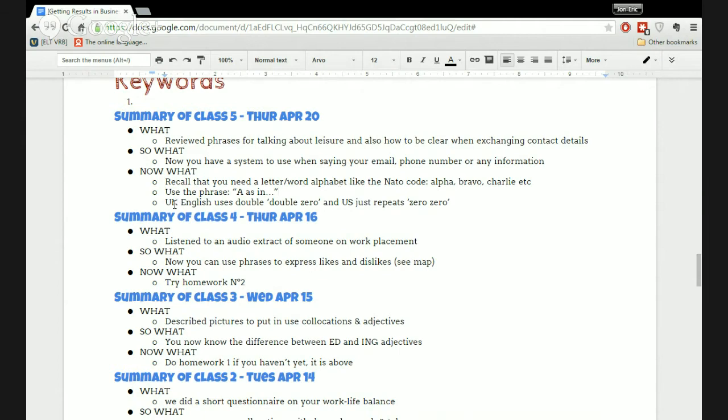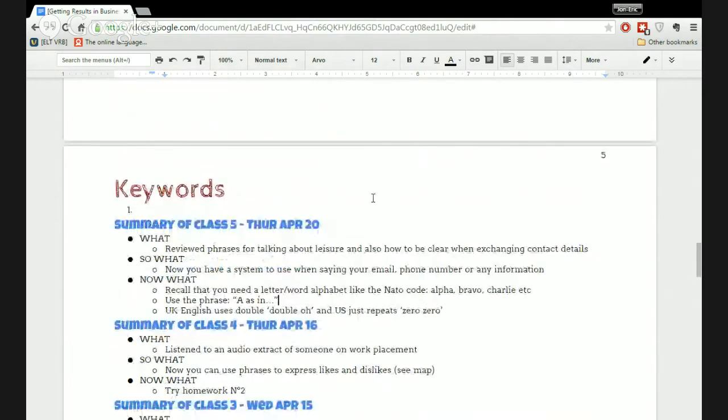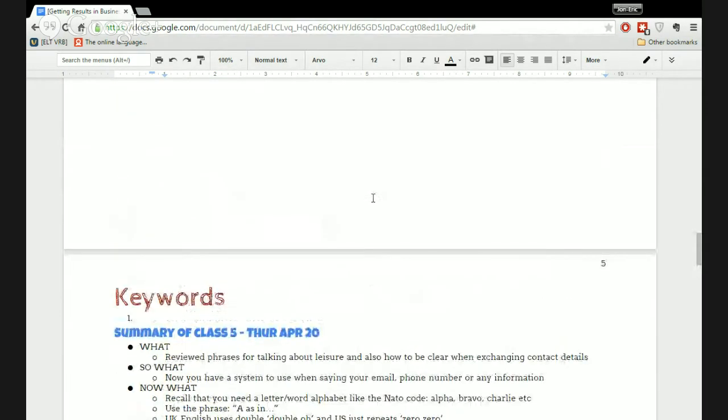Now what? For numbers, don't forget that British English tends to double numbers, like 00. Well, they won't say 0. They're going to say 00, like 007. And US English tends to repeat 00. So to call an international line, they would say 00351. We would say 00351. Okay, and they'll do that with spelling too. L-I-T-T-L-E, little. We'd say L-I-T-T-L-E. Okay, just to show you that there's a slight difference in British and American English.